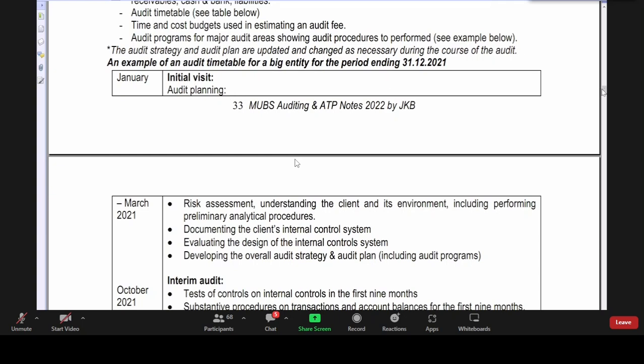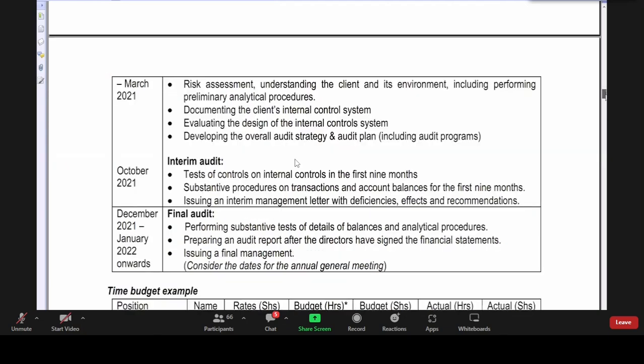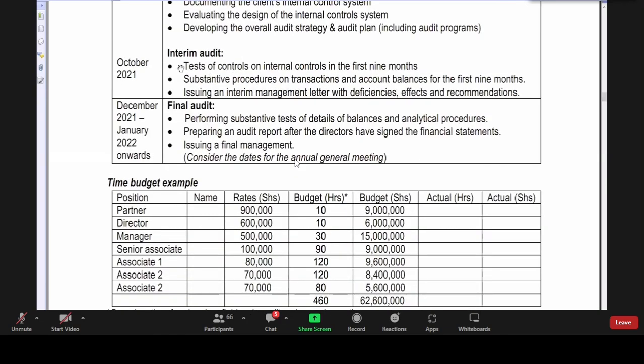Then in October, like I told you, you do an interim audit that covers the first 9 months, which is 1st of January to 30th of September. You test the controls, the internal controls, and you do some substantive procedures for the first 9 months. Then you issue an interim management letter. You know what a management letter is? It is drafted by the auditors to management, showing deficiencies in the internal control system.